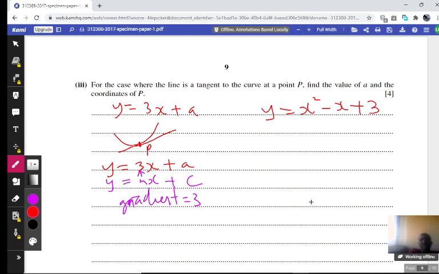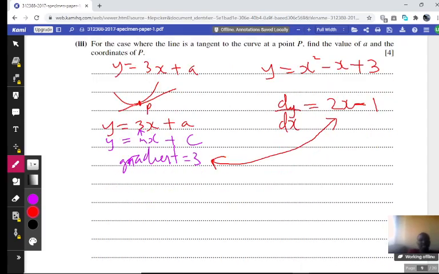For the gradient of the curve, you differentiate, right? So dy over dx is equal to 2x minus 1. Now what am I supposed to do? We equate the two gradients, this one and this one. They must be the same, they must be equal, because it's a tangent to the curve.